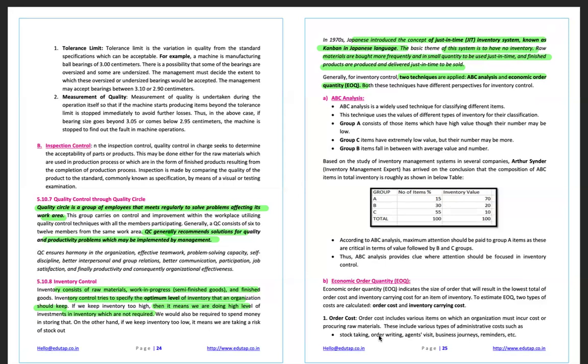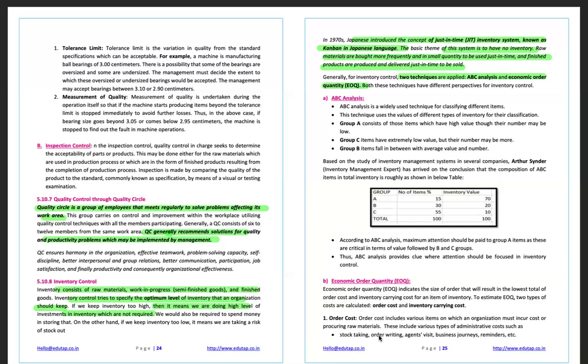Quality control through quality circle. Quality circle is a group of employees that meets regularly to solve problems affecting its work area. This group carries on control and improvement within the workplace utilizing quality control techniques with all the members participating. Generally, a quality circle consists of 6 to 12 members from the same work area. It recommends solutions for quality and productivity problems which may be implemented by management. Quality circle ensures harmony in the organization, effective teamwork, problem-solving capacity, self-discipline, better interpersonal and group relations, better communication, participation, job satisfaction, and finally productivity and consequently organizational effectiveness.